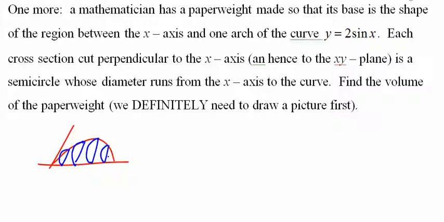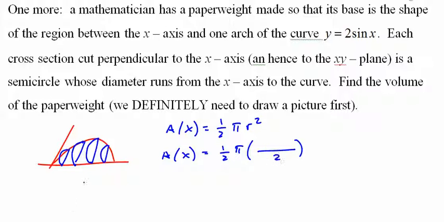So, what's our area formula? That's the first thing to figure out. The area is going to be pi r squared over 2, 1/2 pi r squared. What's the radius? It's also going to be divided by 2 because that's a semicircle, that's a diameter. And we're looking at 2 sine of x, if I'm not mistaken. And this is squared. 2's cancel. We're left with pi over 2 sine squared x.